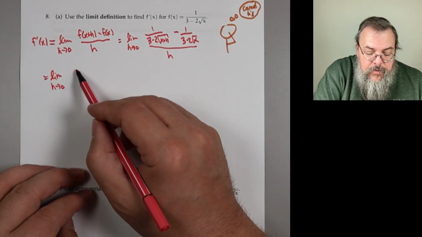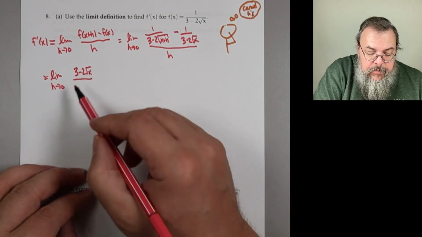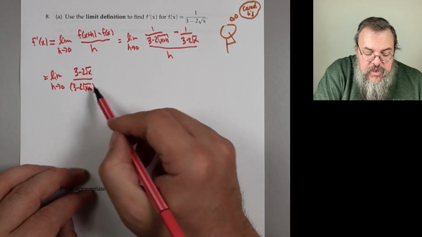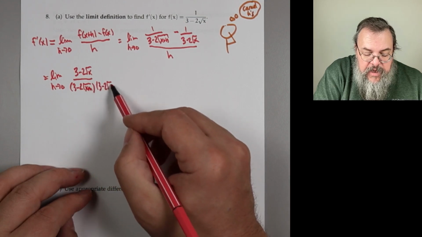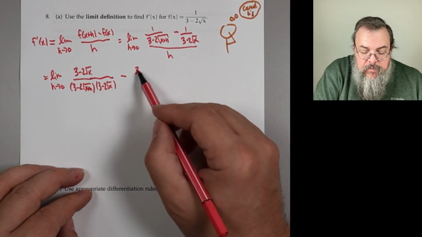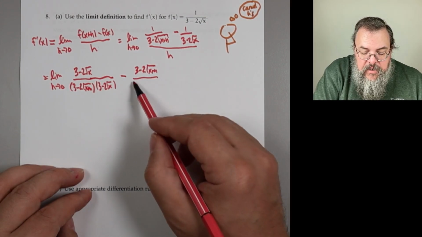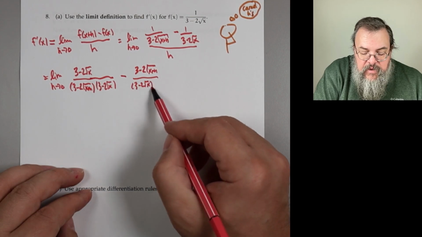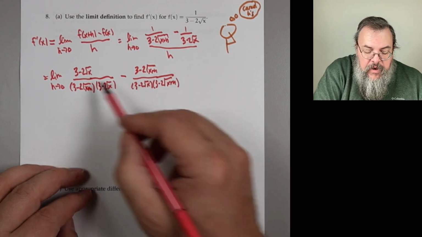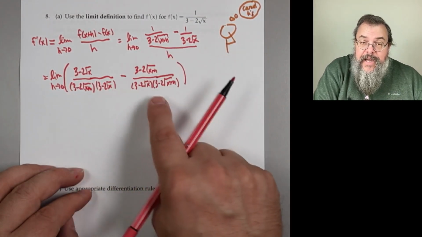So we have the limit as h goes to 0. And here we'd have 3 minus 2 root x divided by 3 minus 2 root x plus h times 3 minus 2 root x. Okay, that's the first term. Minus 3 minus 2 root x plus h divided by 3 minus 2 root x, 3 minus 2 root x plus h. All right, so we've gotten the common denominator, so we're ready to add at the next stage.